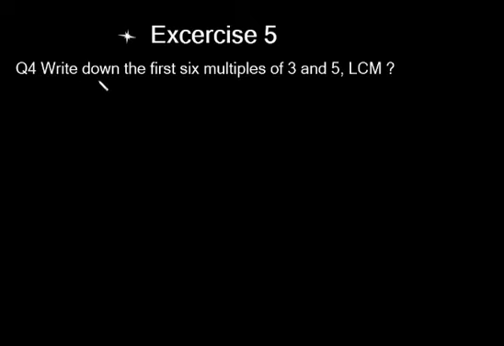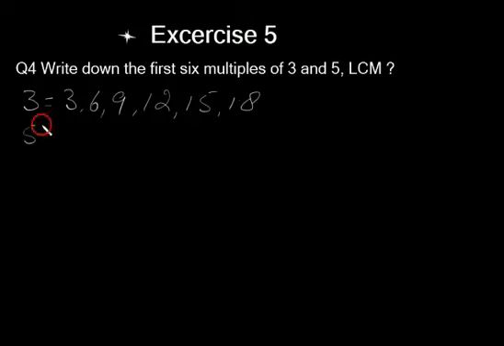It says write down the first 6 multiples of 3 and 5, and then you need to find out the LCM as well. So first of all, let's write the multiples of 3. As we know, the multiples of 3 are literally the table of 3 until 6. So 3 ones are 3, 3 twos are 6, 3 threes are 9, 3 fours are 12, 3 fives are 15, and 3 sixes are 18. And the multiples of 5, once again, it's the table of 5 till 6. So 5 ones are 5, 5 twos are 10, 5 threes are 15, 5 fours are 20, 5 fives are 25, and 5 sixes are 30.